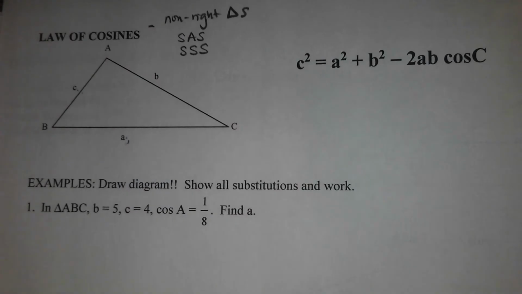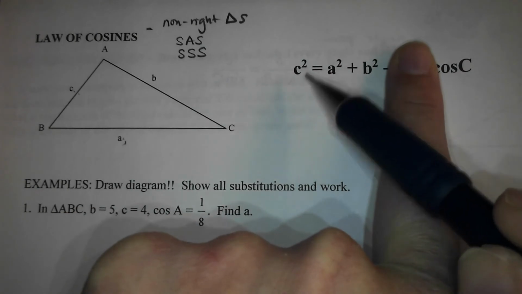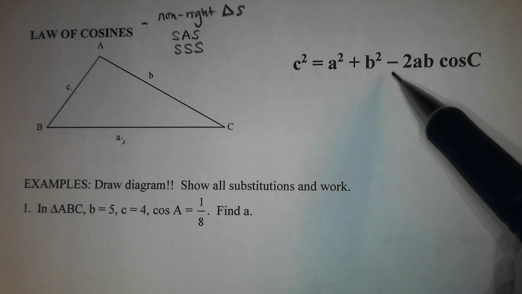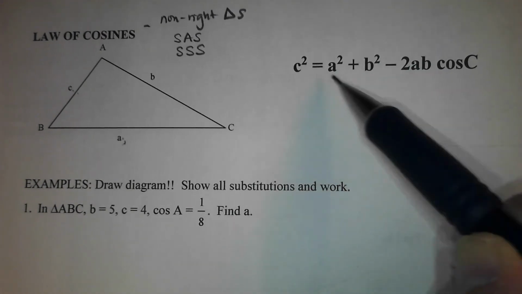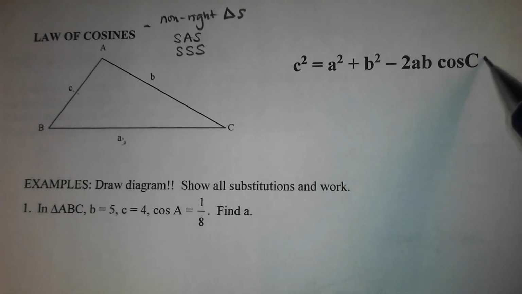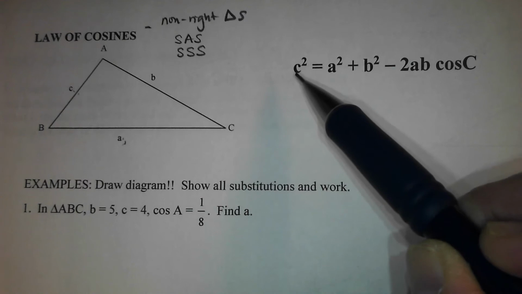So essentially, it starts almost looking like the Pythagorean theorem. C squared equals A squared plus B squared. But then there's this other part that's minus 2AB, and this A and B are always this side and this side that you use right there. And the angle times cosine C, the angle that they use here is the opposite angle of the side that's standing by itself over there.